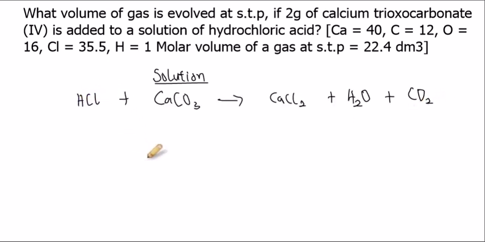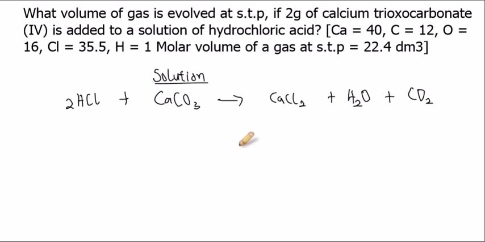Looking at this equation, we'll discover it is not balanced, because hydrogen here is 1 and here we have 2. So let's try to balance. If we add 2 here, hydrogen is balanced, chlorine is balanced as well, calcium is balanced, carbon is balanced, then oxygen is balanced as well. Now after writing out the chemical equation, let's go back to the question.